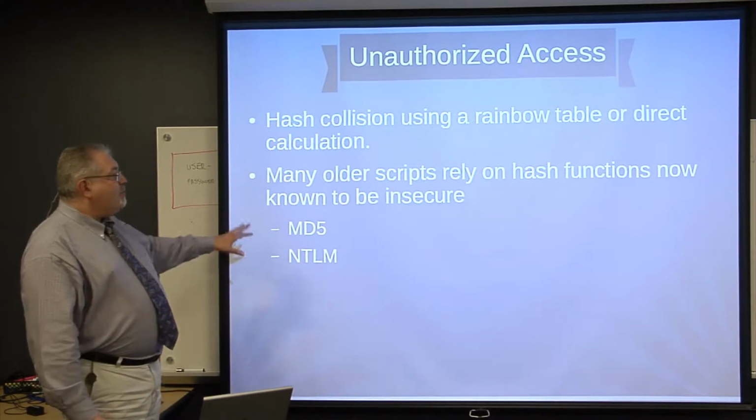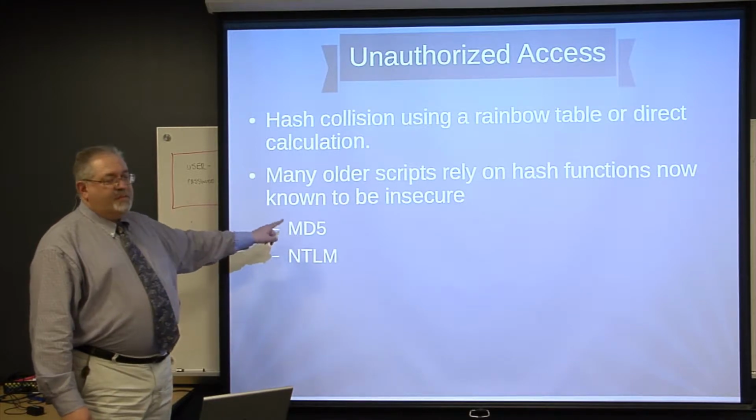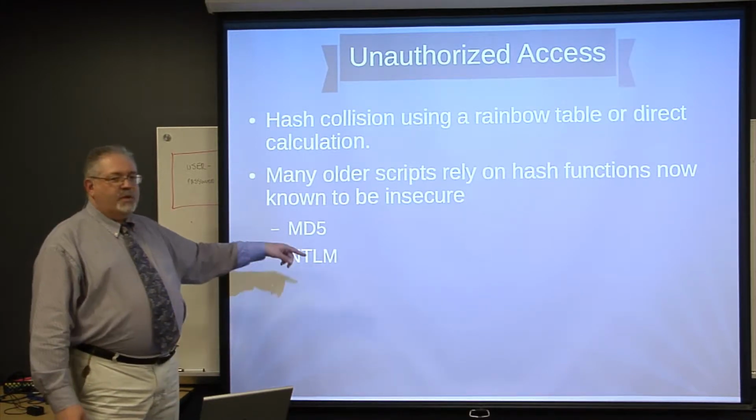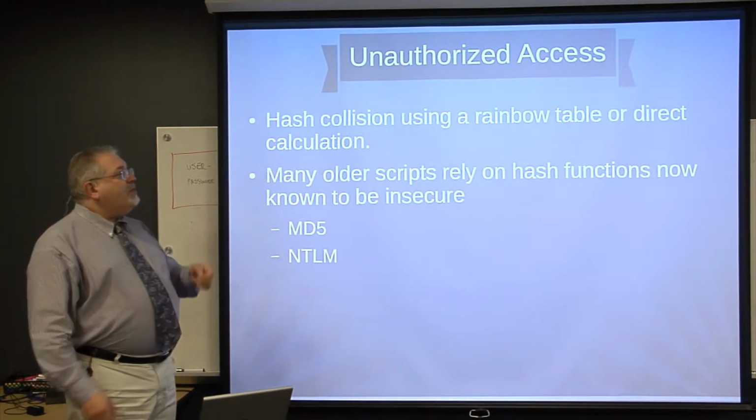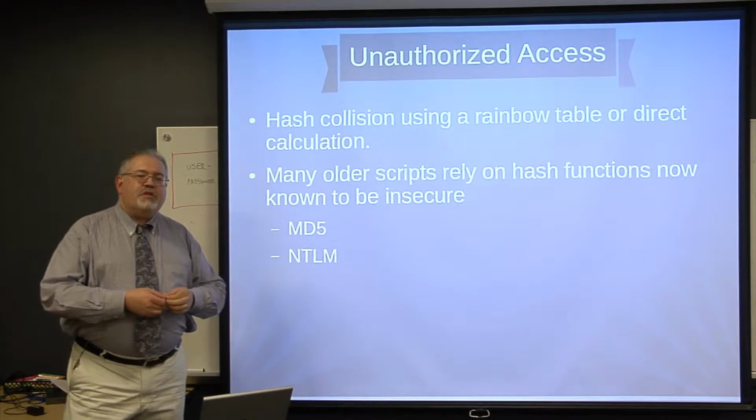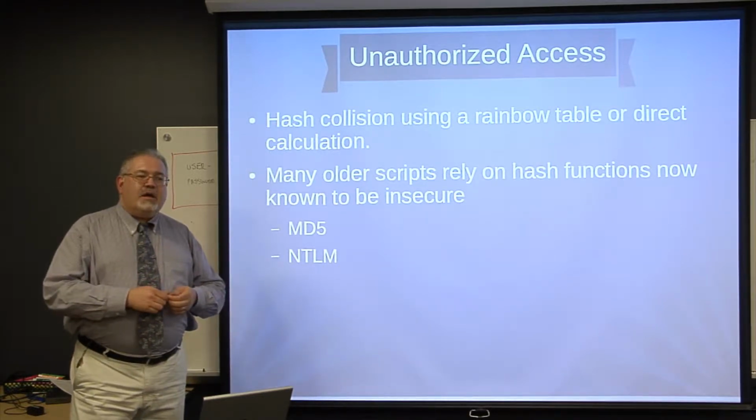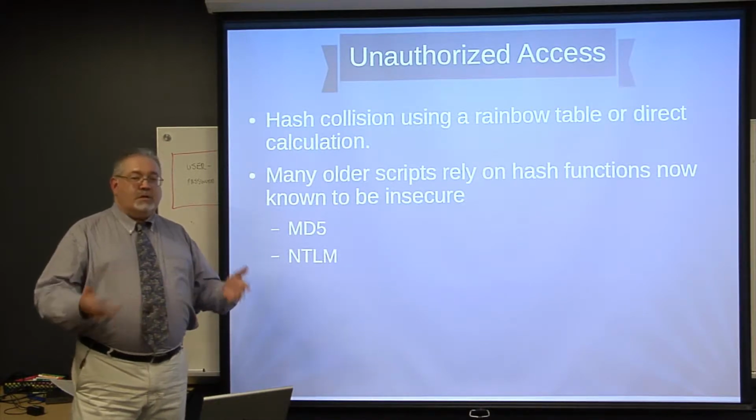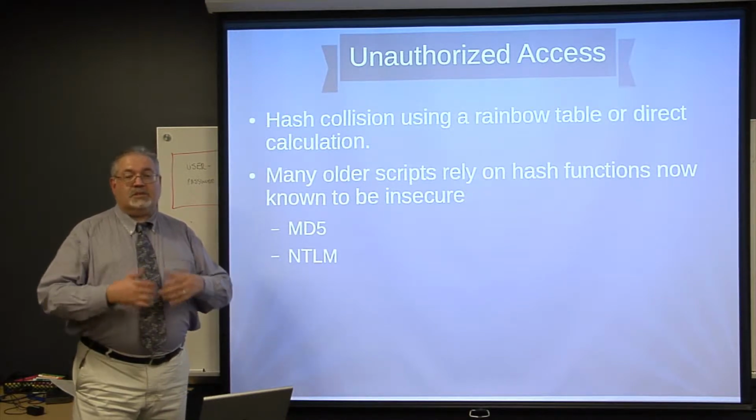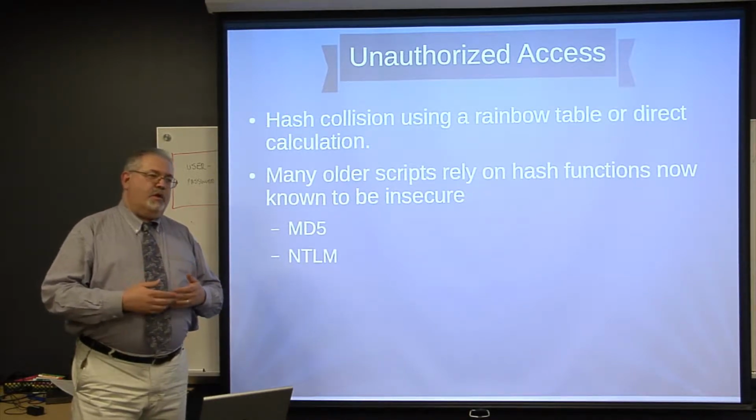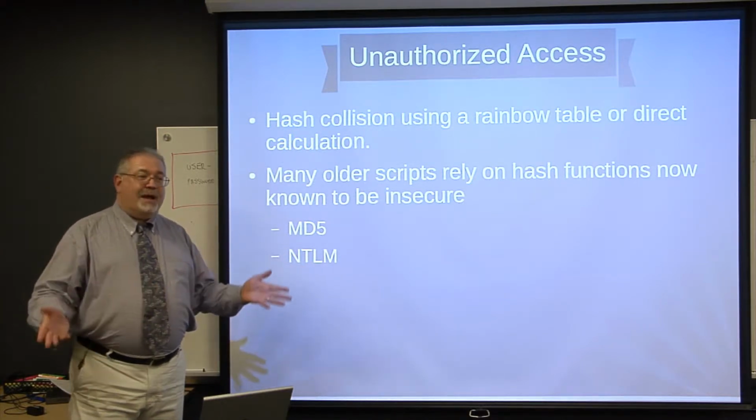And so many older scripts rely on hash functions which are now known to be insecure. MD5 is an example I'm going to show you. NTLM is something that's used in Windows systems, and it's very insecure. And the rainbow table is an interesting notion. Some of these functions are not hard to compute with modern software. In the past, these functions were thought to be very secure because they were slow. They thought it would take 1 million years to make 1 billion combinations for common passwords.